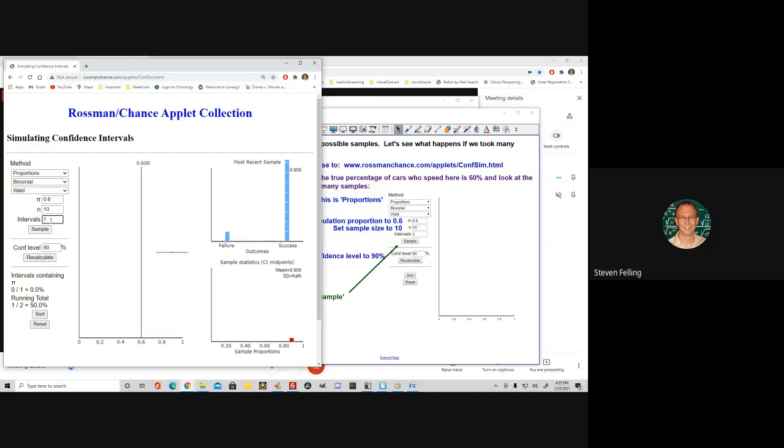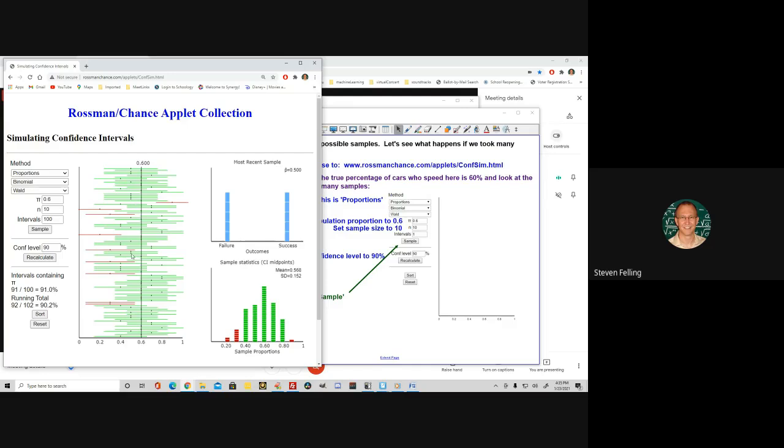And if I were to do 100 intervals, I'll just type the interval 100 and click sample. So I do 100 p hats, separate samples of 10 cars, and then find out what percentage are speeding. Then if the true value is 60%, and we did a 90% confidence interval, about 90% of these confidence intervals should capture that value. And in fact, they do.